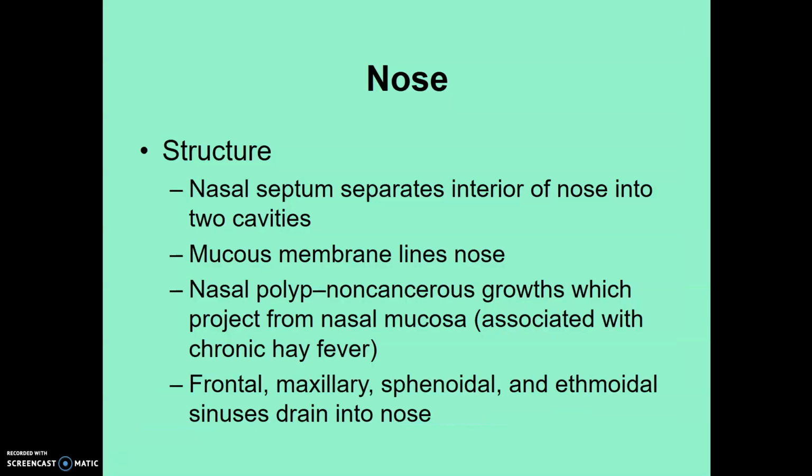Okay, so what we're going to do is start talking about the structure of each of the components of the respiratory system, and we're going to start with the nose, an external structure. It's the thing that we see on the front of everybody's face, right? The nasal septum separates the two nares, the two holes, the interior part of the nose, into two cavities. Those two cavities will be the right and the left of the patient. The mucous membrane lines the nose. So the mucous membrane goes all the way out to the edge of your nose.